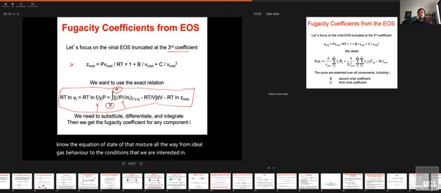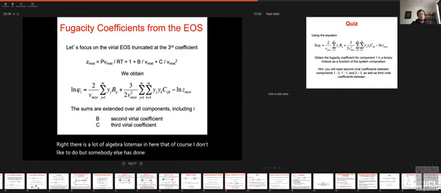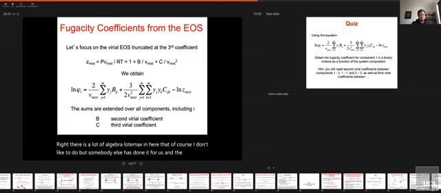Okay? So now what we can do is to say, well, why don't we take our virial equation of state, we calculate the derivative of the pressure with respect to the number of moles of component I, keeping everything else constant. Then we do the integral, and we calculate what will be the fugacity coefficient for my component in the mixture. Right? There is a lot of algebra, a lot of maths in here that, of course, I don't like to do, but somebody else has done it for us, and the solution is the following.